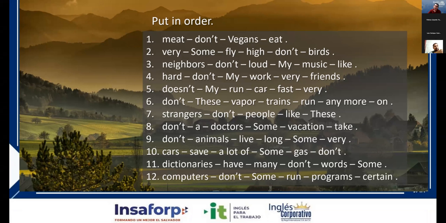Some bears don't fly very high. Correct. The next one would be: my neighbor doesn't like loud music.